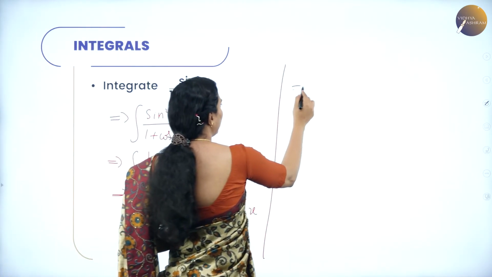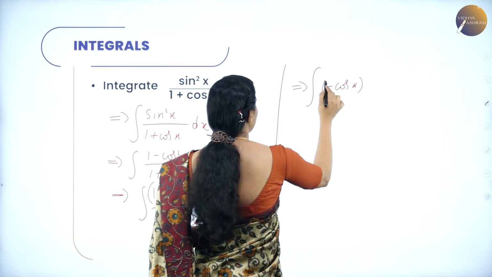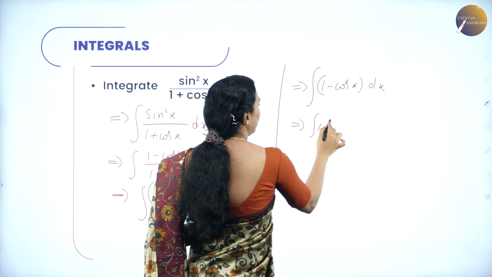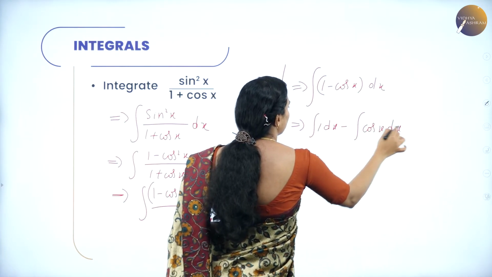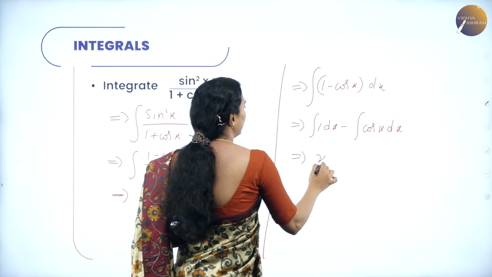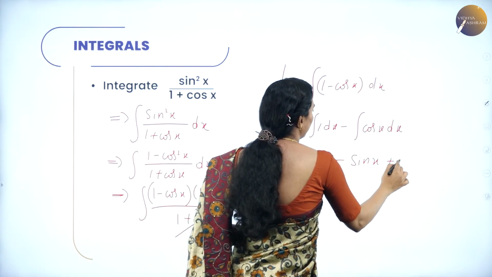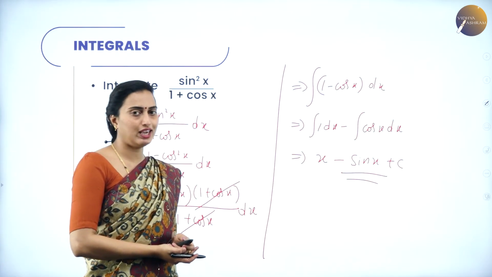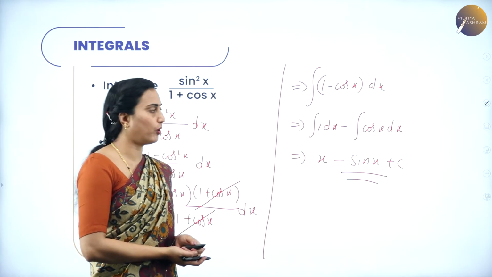You are remaining with integral of 1 minus cos x into dx as the numerator, which implies integral of 1 into dx minus integral of cos x into dx. So therefore, you can have 1 into dx is x minus integral of cos x is nothing but sin x plus c. And this is your final answer you are going to get after simplification. I hope you got this one. Now we'll be moving on to the next problem.